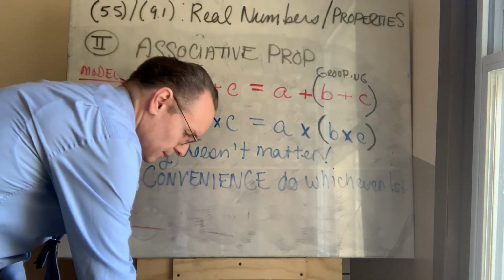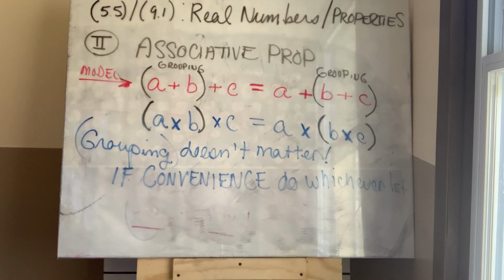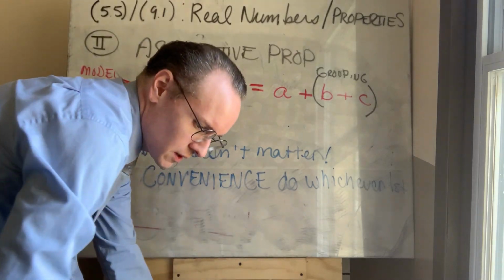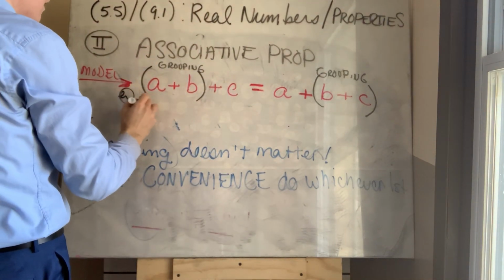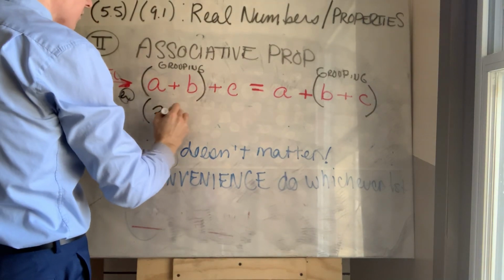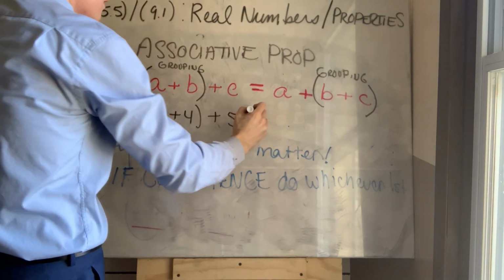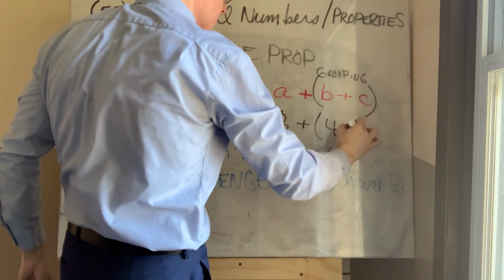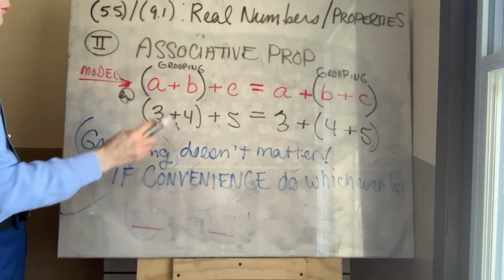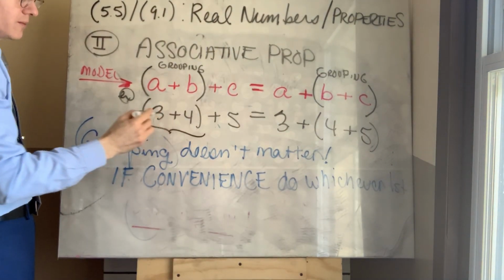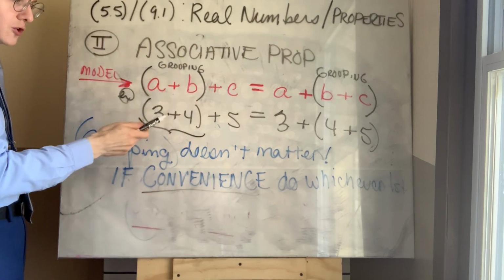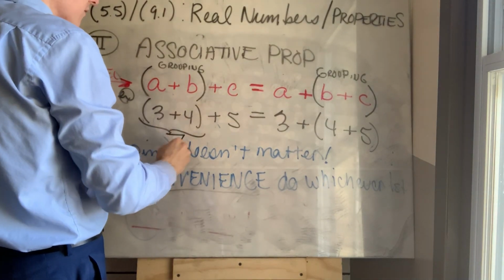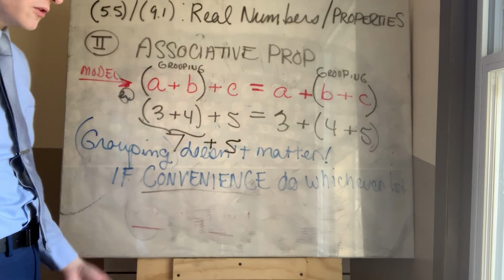Now here's an example to illustrate that point. I'll put this over here, just underneath the addition model. If you had 3 plus 4 plus 5, and if you had instead the same things in the same order, but they're just grouped differently, if you were strategically doing this for the sake of convenience, you should do the things in parentheses first. So therefore this is really 7 plus 5, and 7 plus 5 is just 12.